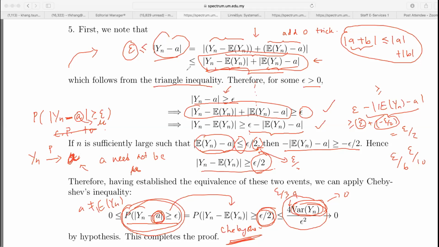And you can invoke this result, the theorem in question 5. But of course, there's a condition, right? What's the condition? The expectation of your Yn has to converge to a, and the variance of Yn has to converge to 0.